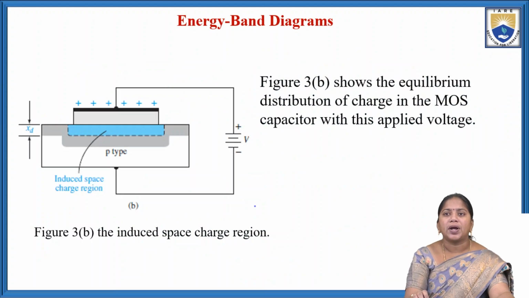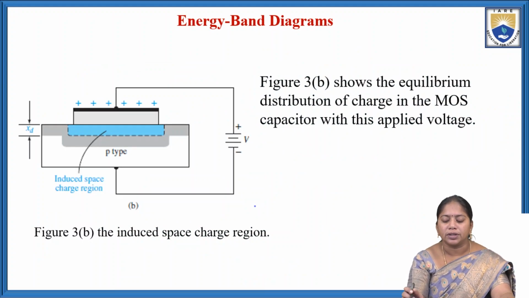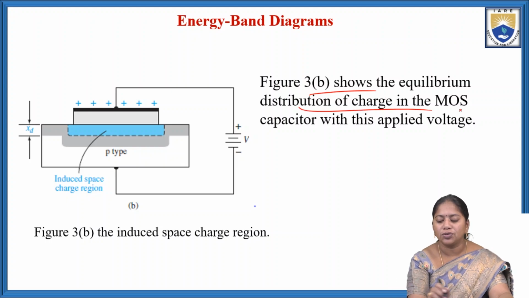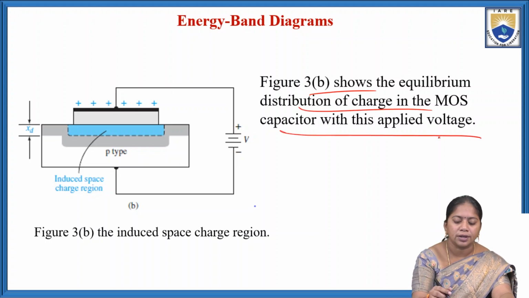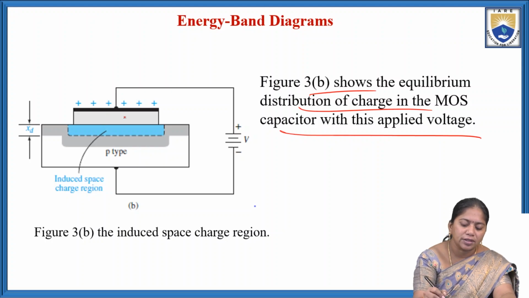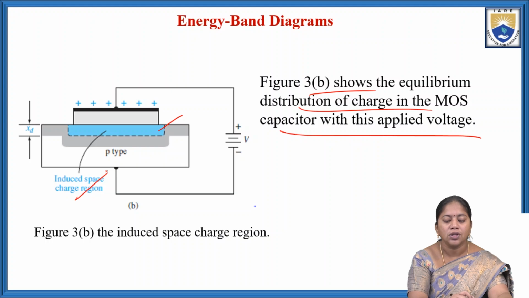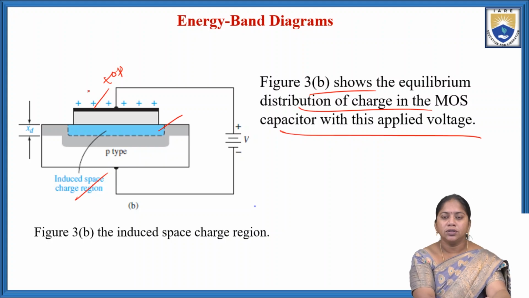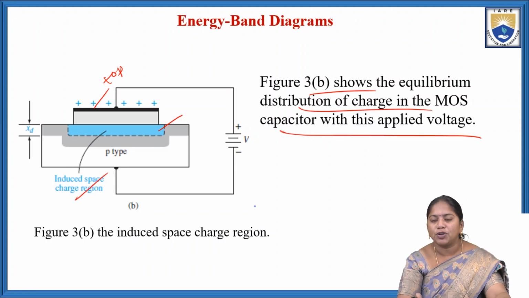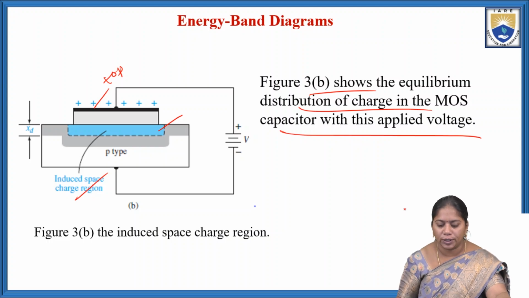In the energy band diagrams of the metal oxide semiconductor, Figure 3b shows the equilibrium distribution of the charge in the MOS capacitor with the applied voltage. Here, the blue shade shows the induced space charge region. The positive charge carriers are accumulated on the top of the plate. So this is the equilibrium distribution of the charge in the MOS capacitor with the applied voltage.